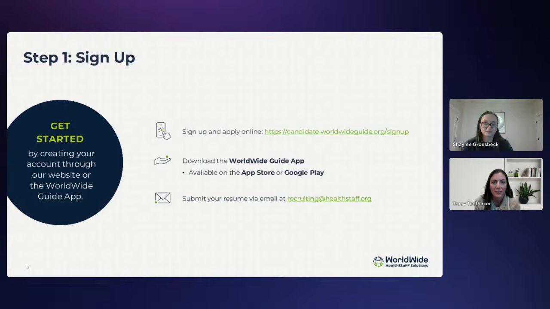The Worldwide Guide is also an app that you can find in the App Store or Google Play Store. And if you happen to get in touch with us through a colleague or a friend, or you don't have access to either of those, you're also able to just submit your resume directly to us via the email alias recruiting@healthstaff.org. And then, of course, we will route you accordingly. Those are the three main first steps to getting started, ultimately through the Worldwide Guide app.